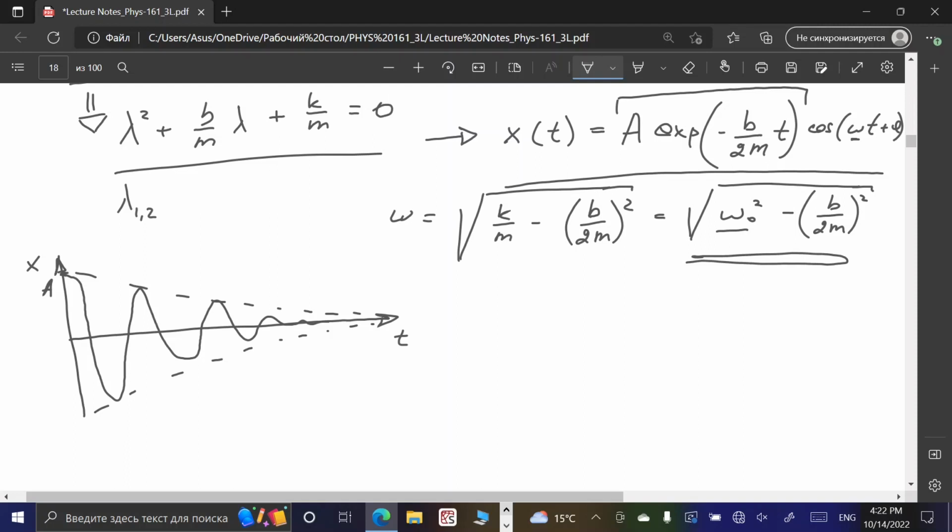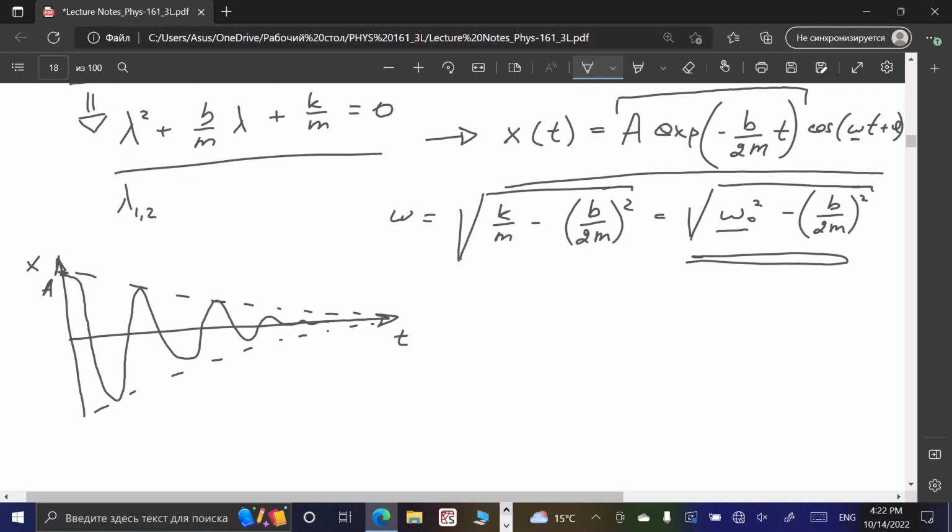Omega naught square minus b over 2m squared, square root of this difference. However, because of dissipation of energy via this drag force, the amplitude will very rapidly decay over time. So the parameter which will make the major contribution and define how fast this amplitude decays over time will be this parameter b.